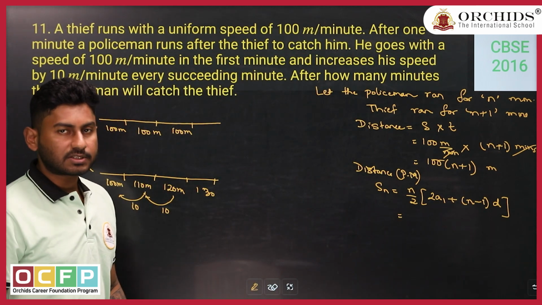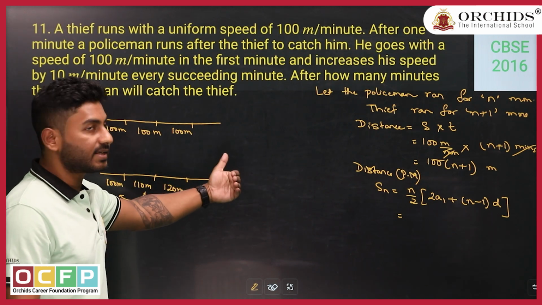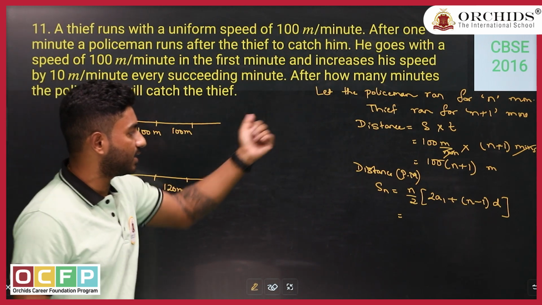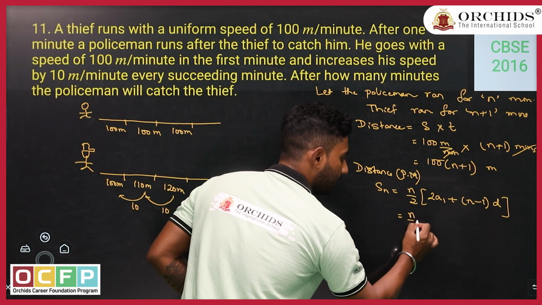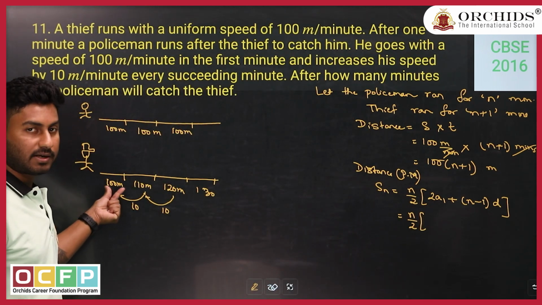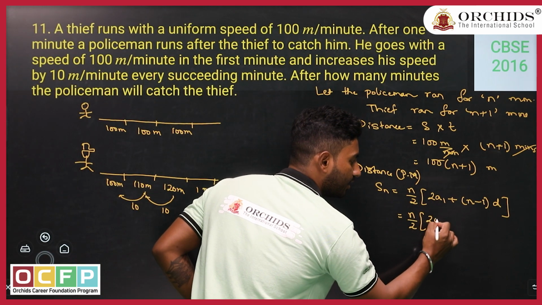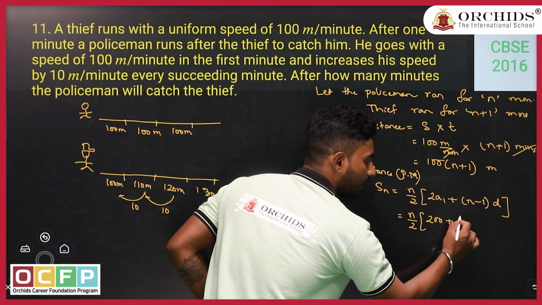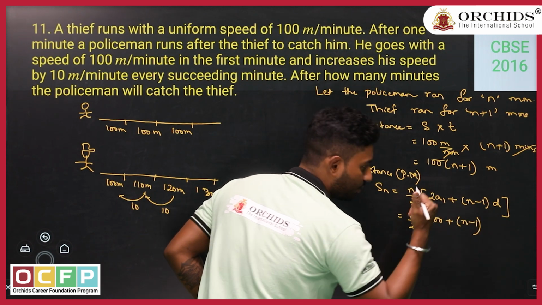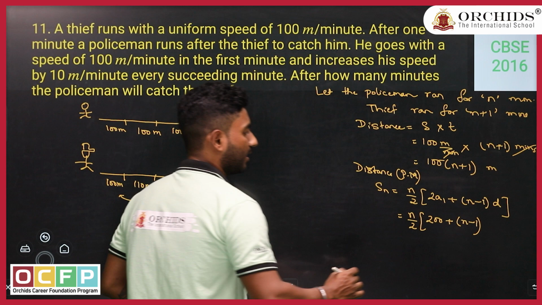So to find out the summation, I need how many minutes he has travelled. N number of minutes I have considered. So it is n by 2. What is the a1 here? a1 is 100. So put 100 here. 2 into 100 will be 200 plus again n minus 1, since I don't know what is n. What is the d? What is the common difference? It's 10, right?